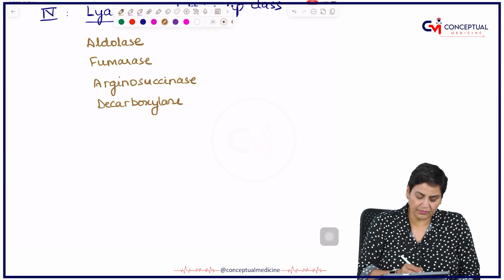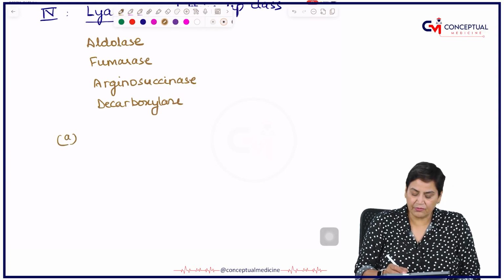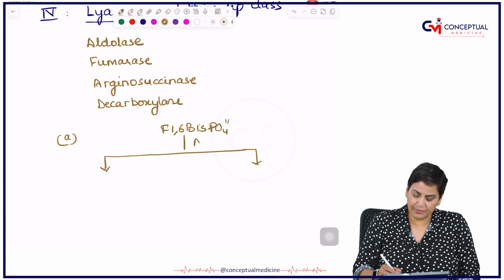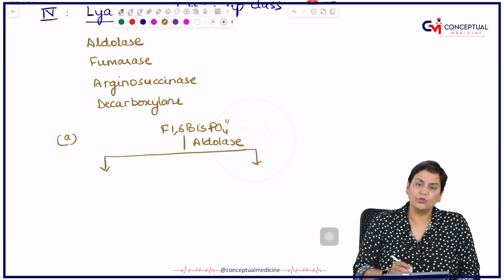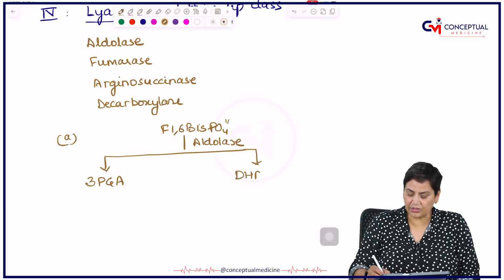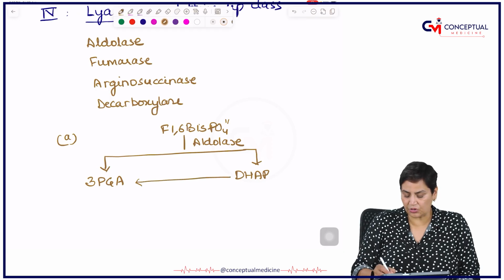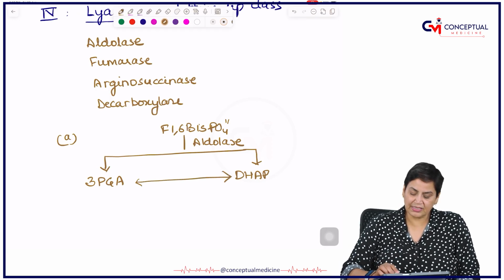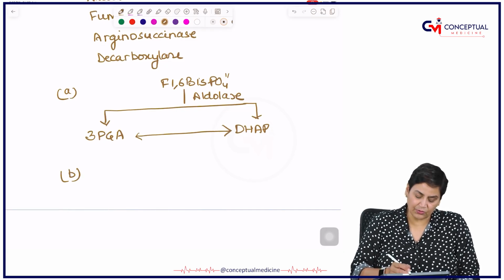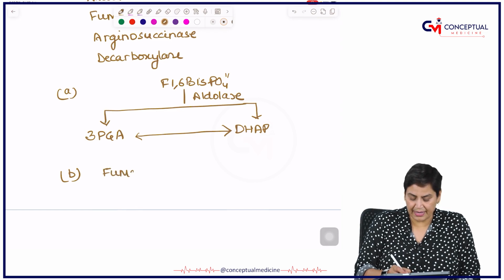So if we talk about aldolase, I'll just show you how it splits up. If we talk about the first reaction, we know that fructose 1,6-bisphosphate in the presence of aldolase splits up to form 3-phosphoglyceraldehyde and dihydroxyacetone phosphate, which are also linked as isomers with respect to one another. So this is aldolase. Similarly, if we talk about fumarase, fumarase converts fumarate to malate.